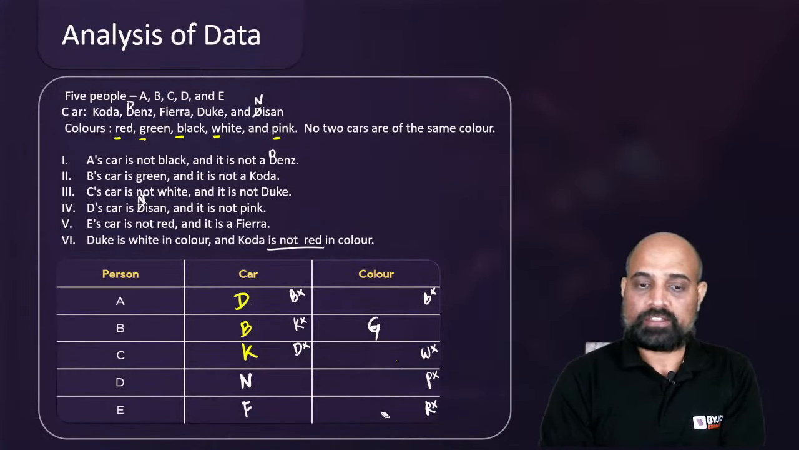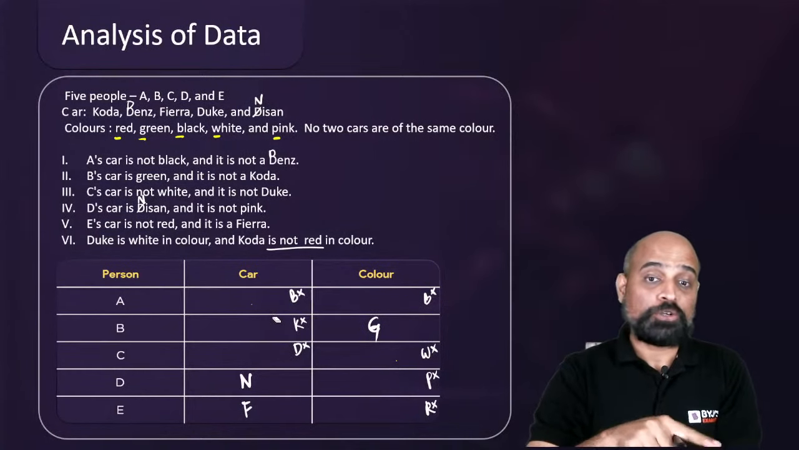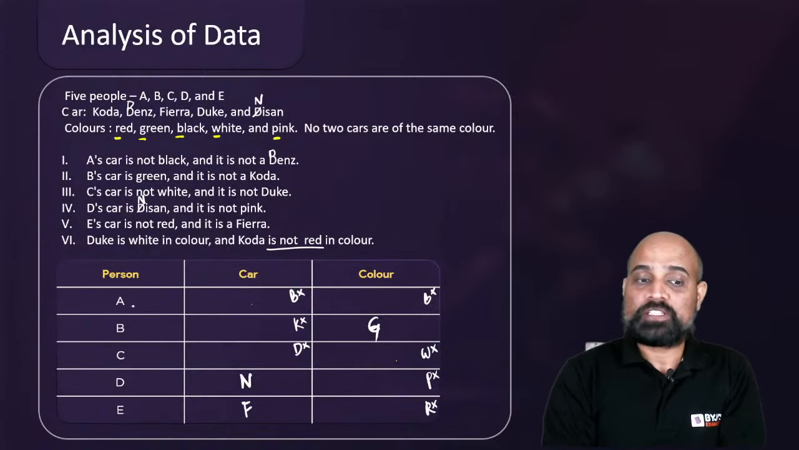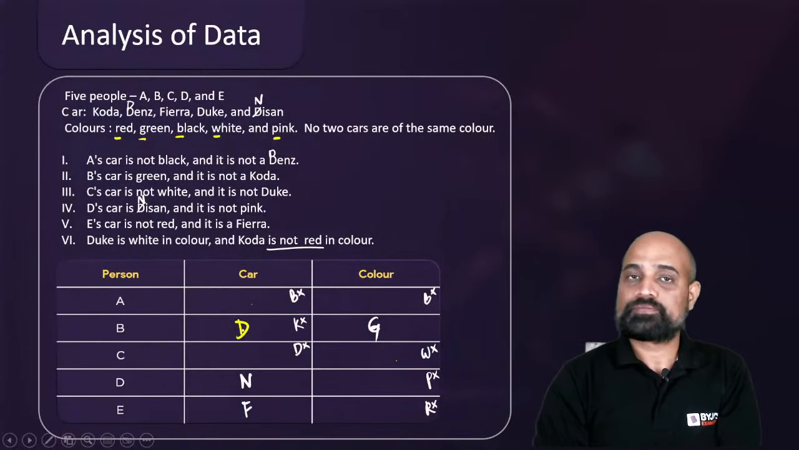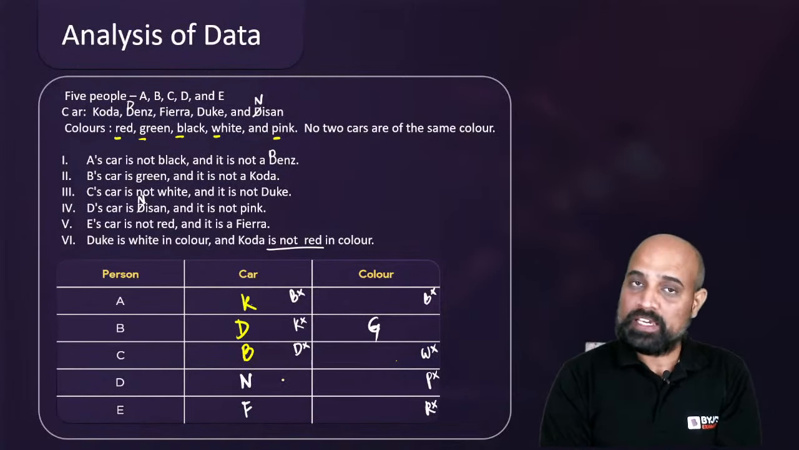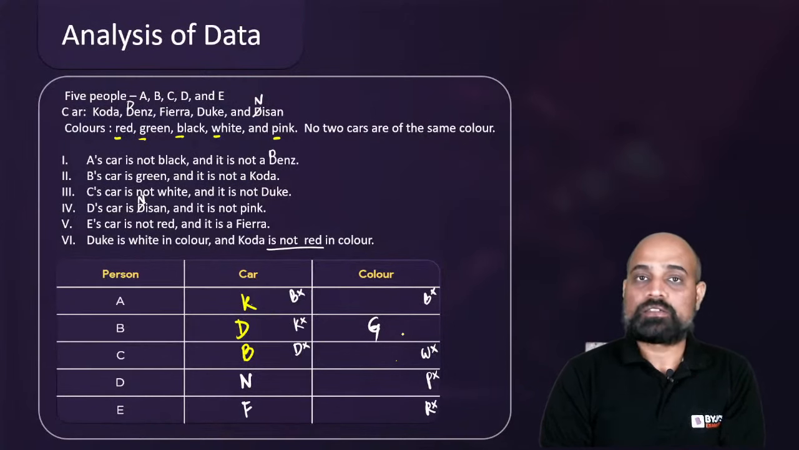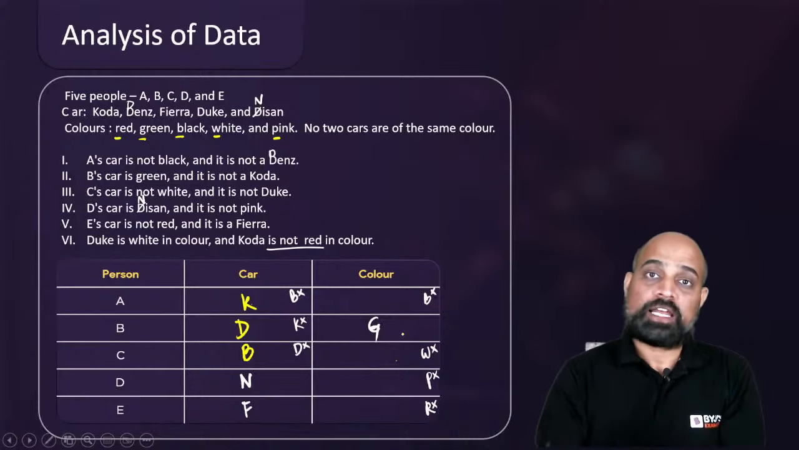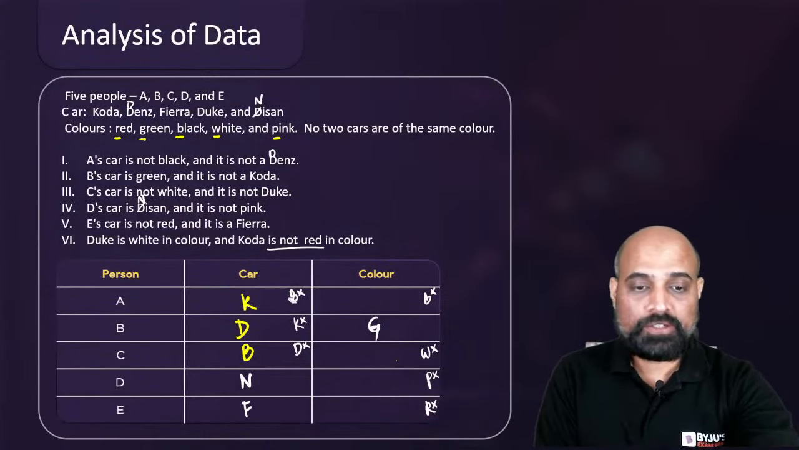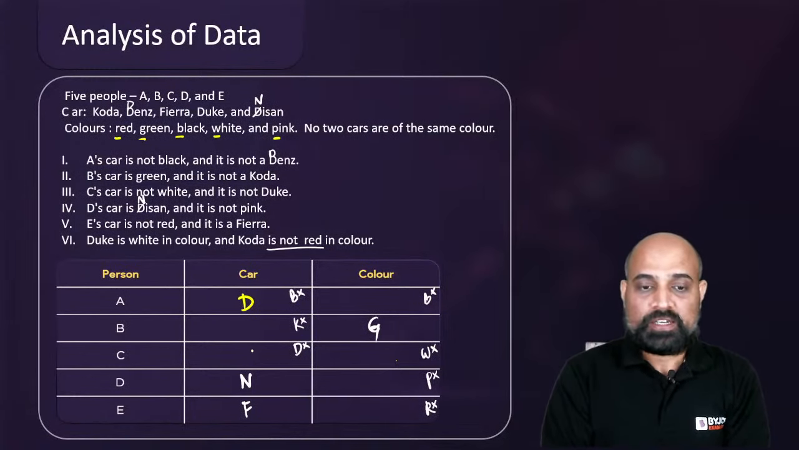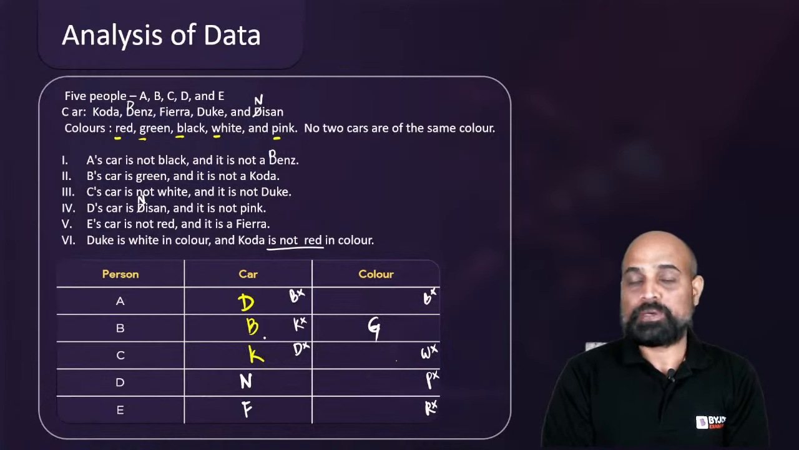Aur dusra wala try karte hain. If that is also going to be true, so we'll have to make two tables, right? So we started with Duke being with A. Duke ko ab idhar lekar aate hain. Now if this is Duke, this can't be Duke, this can't be N, this can't be F, so this is B. And if this is B, this is going to be K. D is white in color. Ye toh ho hi nahi sakta. D ke samne toh green hai. So it means we'll have to go back to the previous scenario, right? So this is where Duke is going to be, and this is where K is going to be, this is where B is going to be.